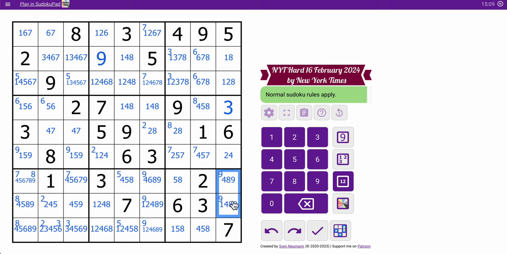Yeah. This is very, very difficult. I think this is the same position I ended up in yesterday, and totally managed to get lost in.